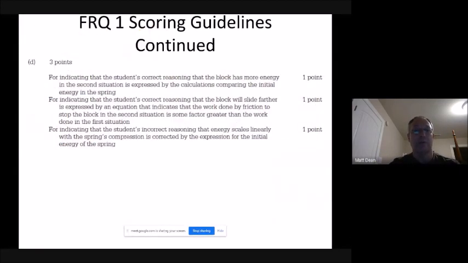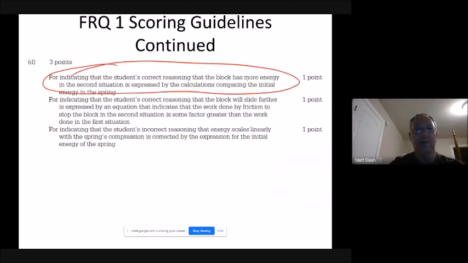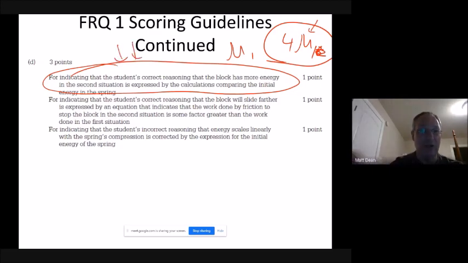Let's look at the rubric. So you could get 1 point here for indicating that the student's correct reasoning that the block has more energy in the second situation is expressed by the calculations that compare the initial energy, which we called mu1, to mu2. So in the second position, the block had 4 times as much energy as it has in the first one. You could word that in a lot of different ways, but you've got to relate it to what you said in part B.